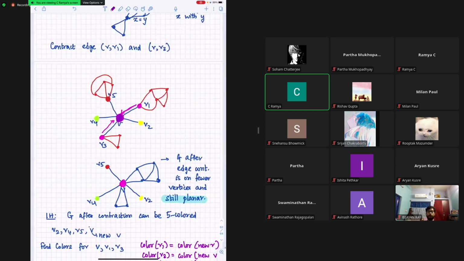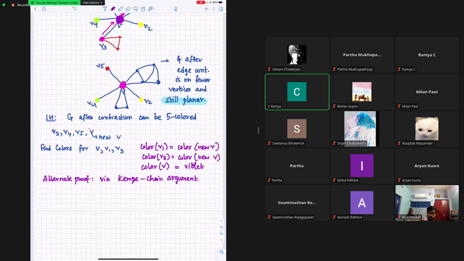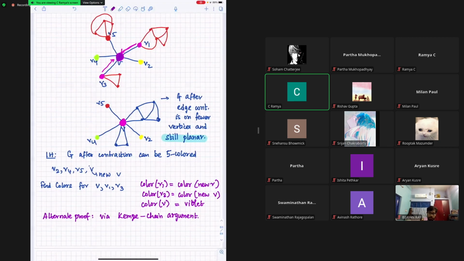But there is an alternate proof. I just want to give a reference. This is a proof that uses what is called a Kempe chain argument. It is not required for the course, but if you're interested and want to do some coloring experiments, you can try this. This does not use any edge contraction, but if you look at just V1, V3 and try to recolor.